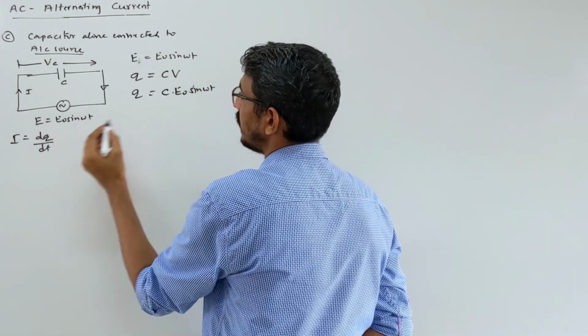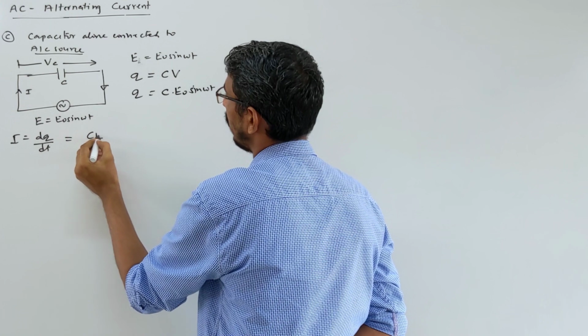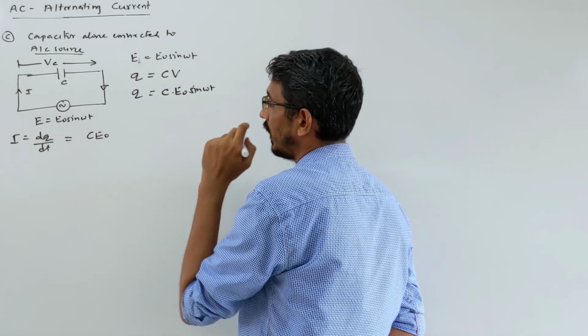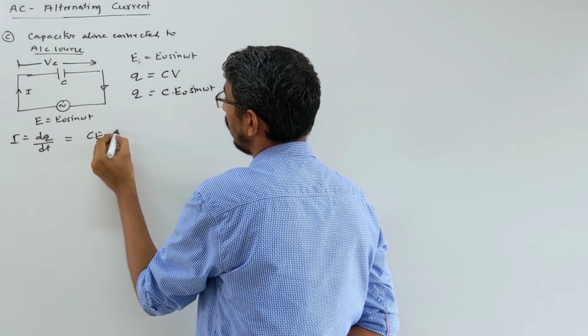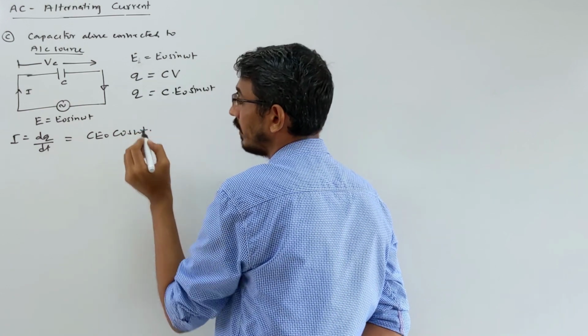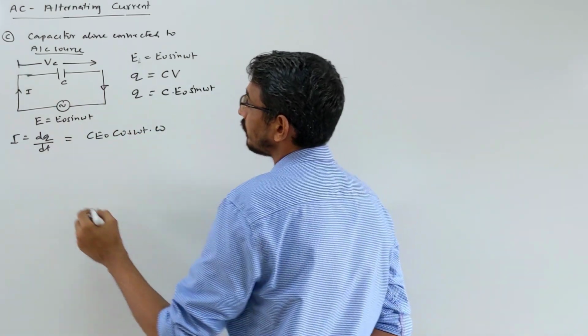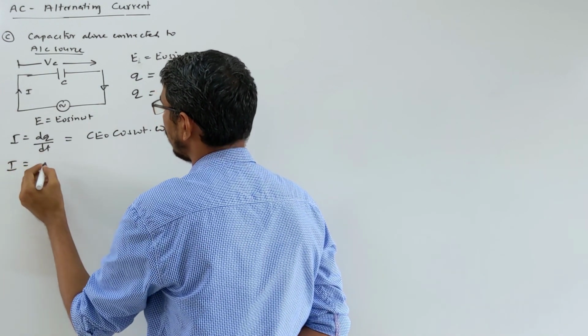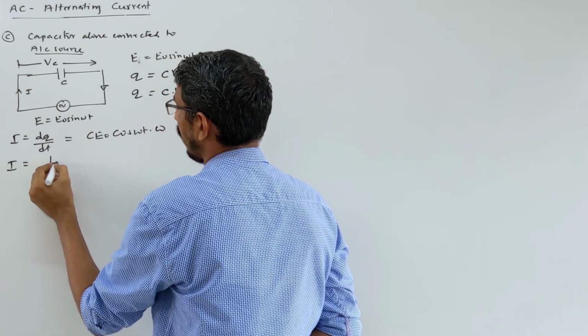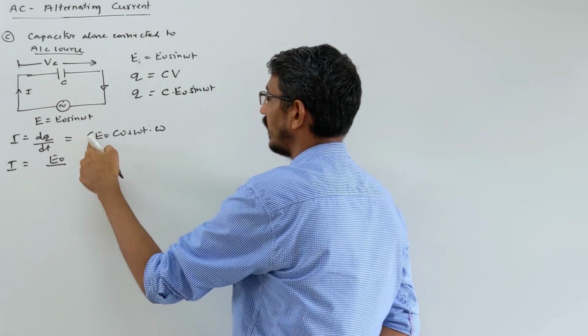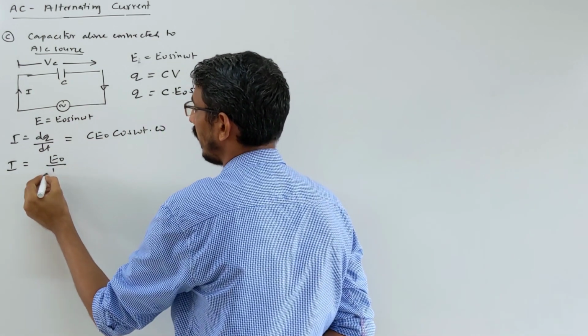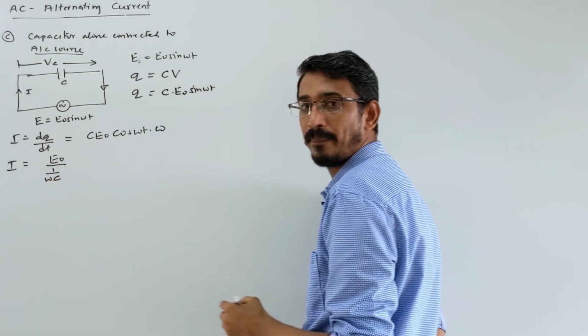Okay, let's differentiate that. When we differentiate, C and E naught are constant, so sine omega t becomes cos omega t, right? And omega comes outside, correct? So look here, what current equation comes? E naught and this term omega C, you send it down here, like 1 by omega C, okay?